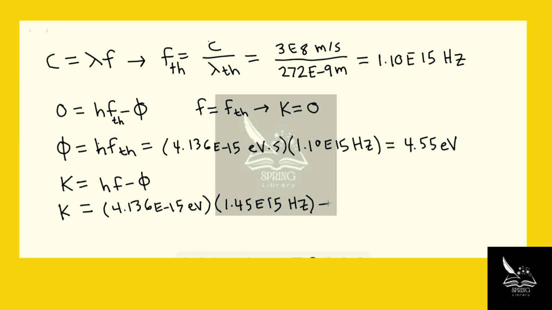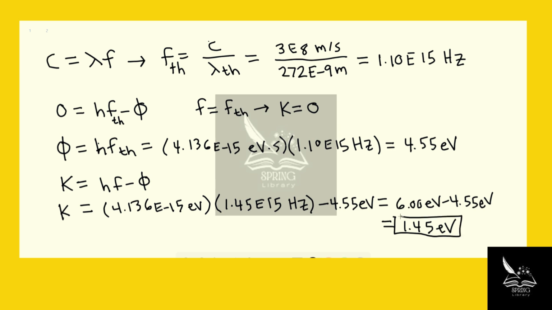And subtracting the work function, that minimum required energy to even eject an electron. Crunching these numbers, we're left with 6 electron volts exactly, minus the 4.55, which, as you can see, will give us a resulting 1.45 electron volts. So this 1.45 electron volts is the kinetic energy of these photoelectrons for light coming in at this specific frequency.